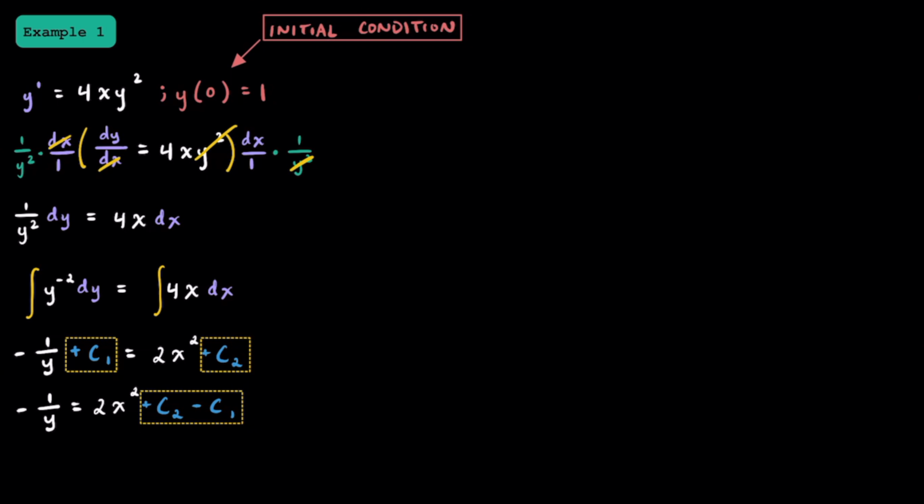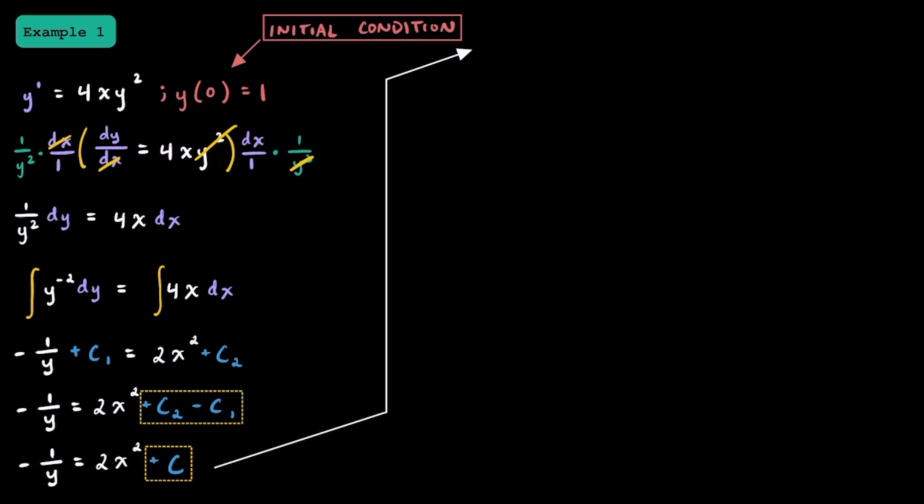Since any constant minus another constant is just another constant, I'm going to say that c2 minus c1, I'm just going to call that c. Now let's continue this up here. Since we're solving for y and it's in the denominator, I'm going to rewrite the 2x squared plus c over 1 so that we can flip both sides of this equation.